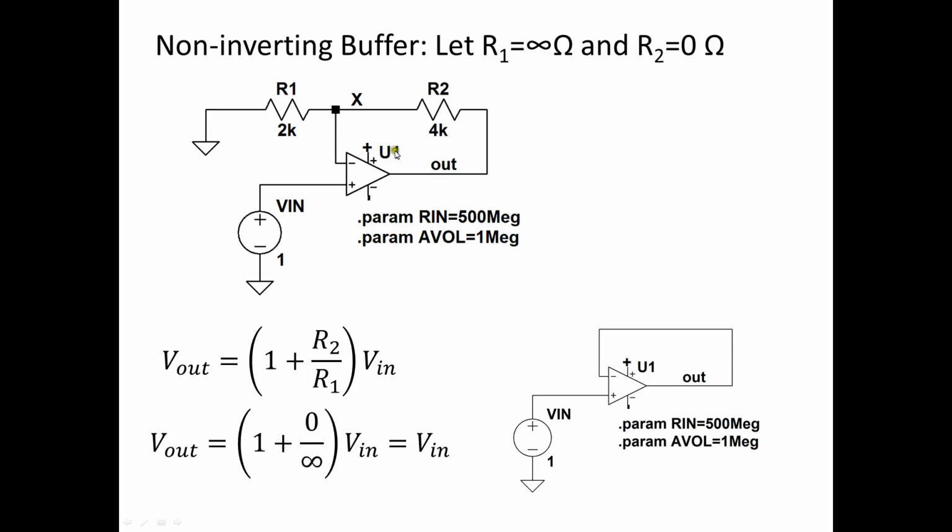non-inverting amplifier. And if we let R1 equal infinity and R2 equal 0, and we plug that into our V out equation, 0 divided by infinity is 0, and we're left with V out equals V in. Now how do we set R1 equal to infinity? We simply remove it. How do we set R2 equal to 0 ohms? We simply connect a 0 ohm wire between out and this terminal. It's that simple.